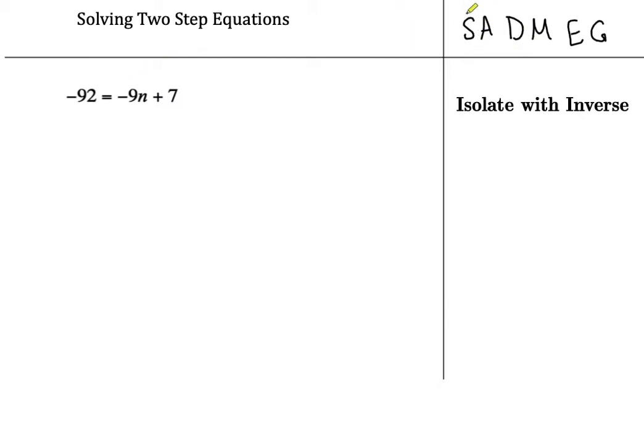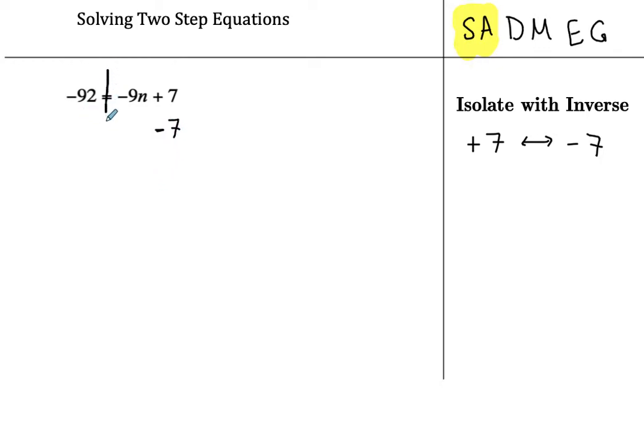So looking over here at SADMEG, I'm looking for an instance where something is being added or subtracted to my unknown. And in fact, the 7, right, is being added to the unknown, right? Negative 9 is multiplying the n, but the 7 is adding the n. So I'm going to do the inverse. So the inverse of adding 7, right, the opposite of that is subtracting 7. So lined up right underneath this plus 7, I'm going to write minus 7. I'm going to take 7 away from this side.